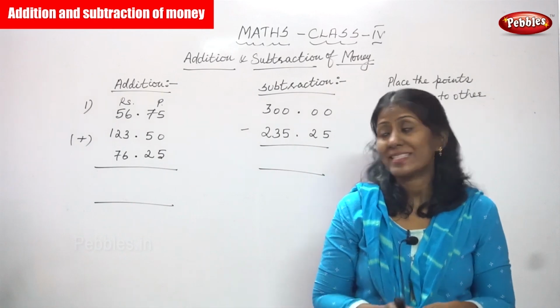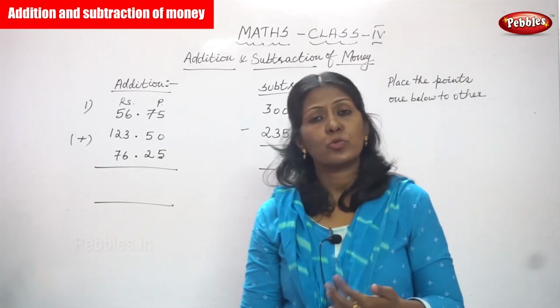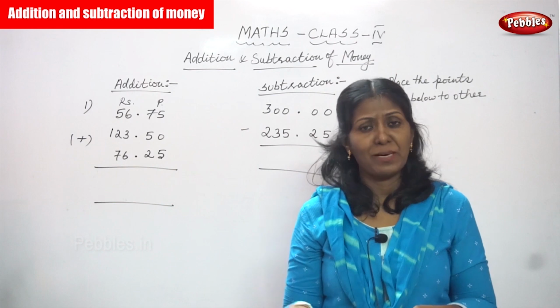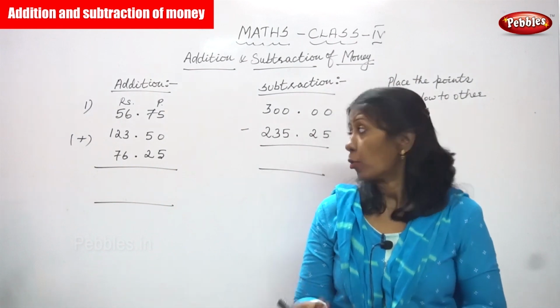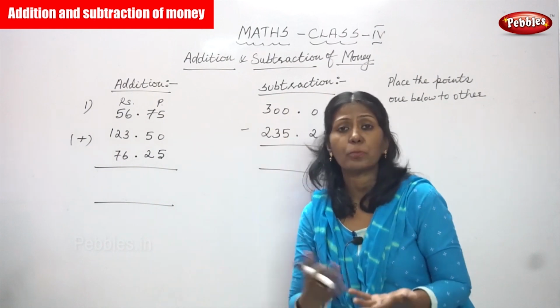Now we are going to see addition and subtraction of money. You know that money is very essential. Generally we go to buy something from the shop, and we have to pay money for the things. So we are going to see the addition and subtraction of money, that is rupees and pies.